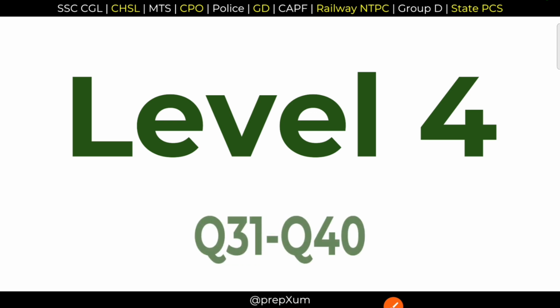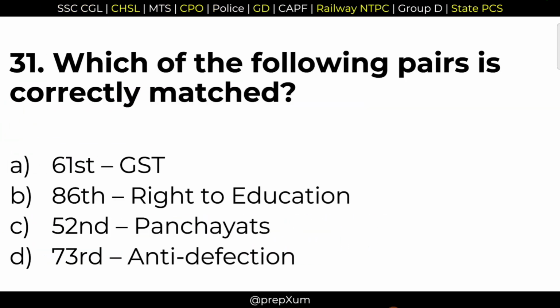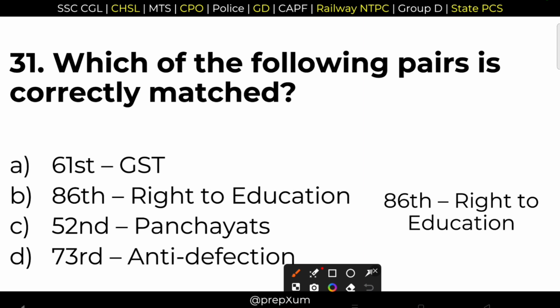Now we are moving on to level 4. Question number 31 to 40. 31. Which of the following pairs is correctly matched? 61st GST. No, it's wrong. 86th right to education. So we have found the right answer. Option number B. 86th Constitutional Amendment Act is associated with right to education.